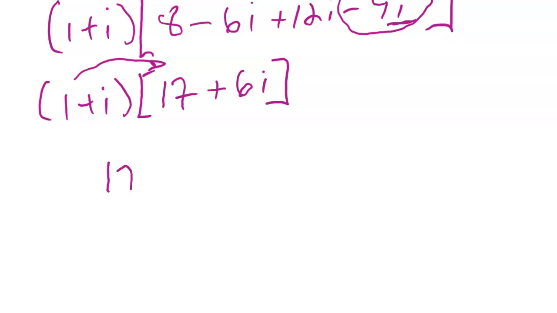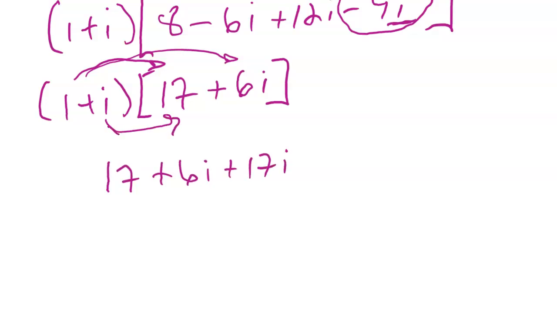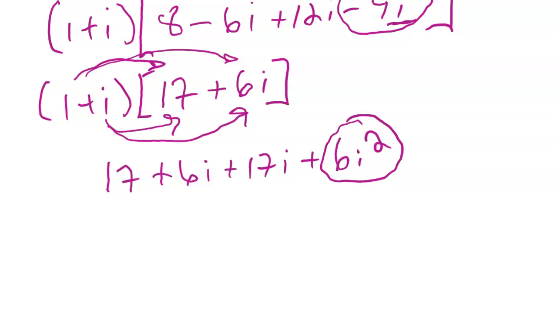So this is 17, and this will be plus 6i, and this will be 17i, and then finally we get plus 6i squared. This is going to turn into negative 6 because of the i squared, and you have a 17 out there, so there's an 11. Plus 6 plus 17 is 23i. I guess, looks good. Looks good.